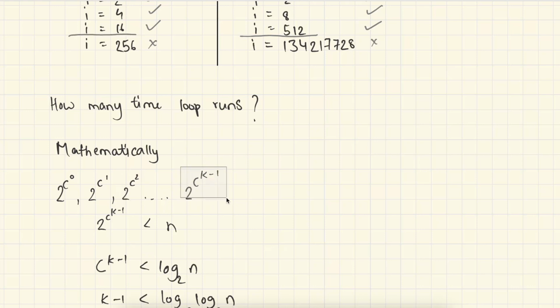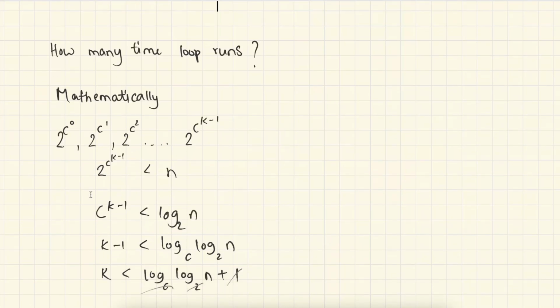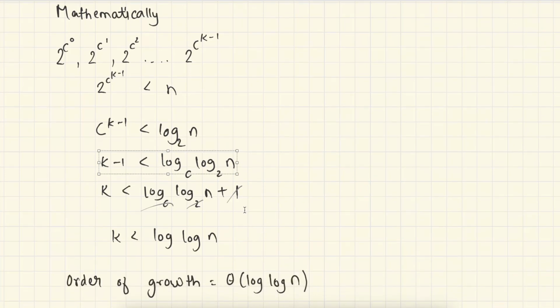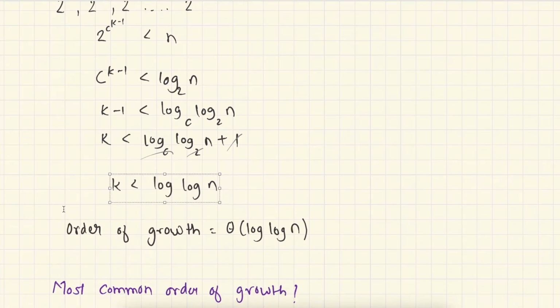The last term is going to be 2 to the power c to the power k minus 1, and this is our base condition: 2 to the power c to the power k minus 1 is less than n. If we take log on both sides, it becomes c to the power k minus 1 less than log base 2 of n. Now again we have to take the log. After taking log, it becomes k minus 1 less than log base c of log base 2 of n. After cancelling out the lower order terms, that is 1, 2 and c, it becomes k less than log log n. So the overall order of growth of this function is going to be log log n.